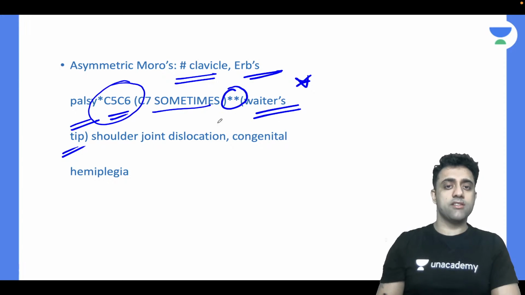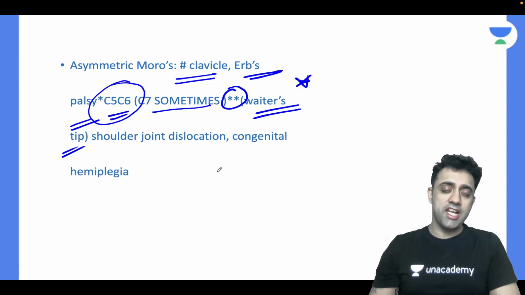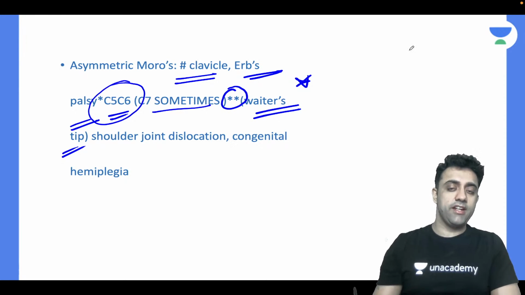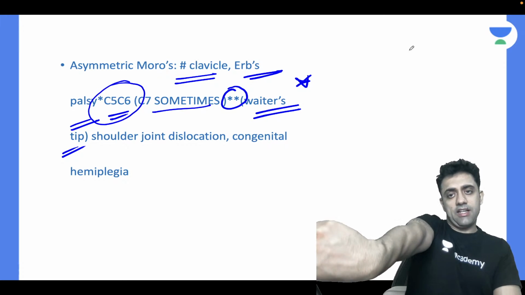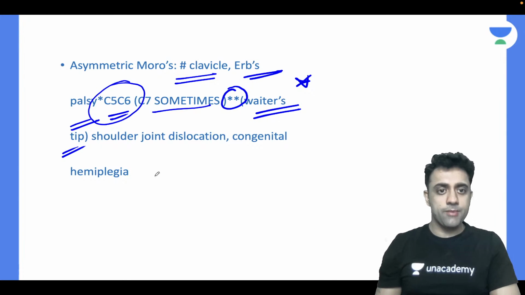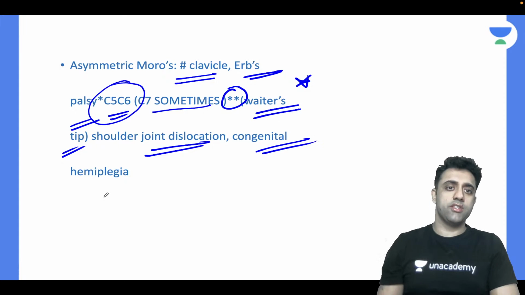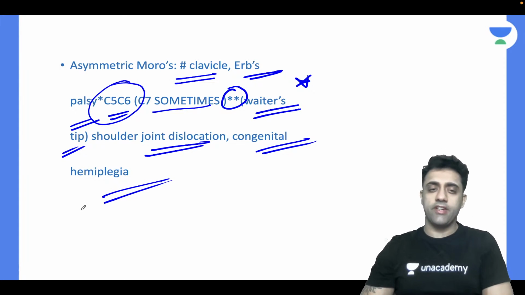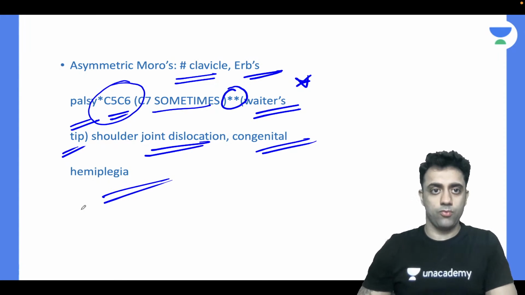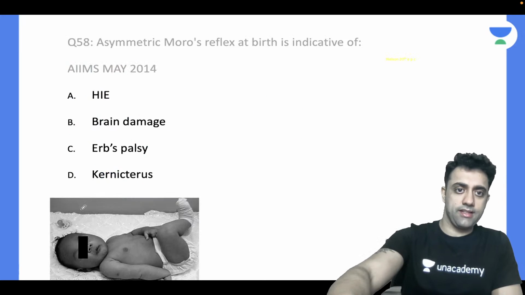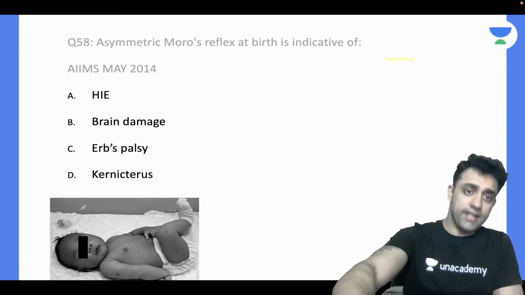Erb's palsy is known as Waiter's tip. Star mark, double star mark. It has been a PG question as well as a super speciality question. Waiter's tip, and the hand becomes like that, right? And shoulder joint dislocation and congenital hemiplegia. These are the various causes of asymmetric Moro reflex. Okay, let's move further.